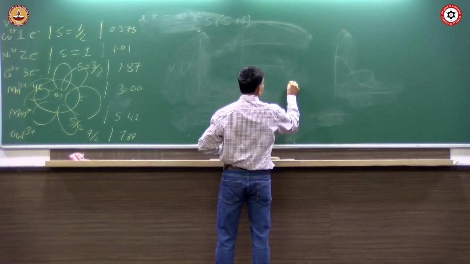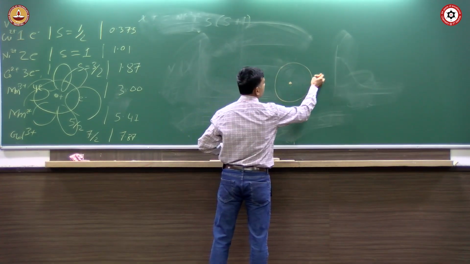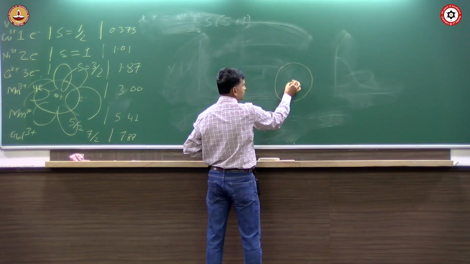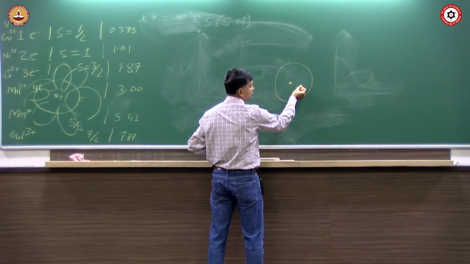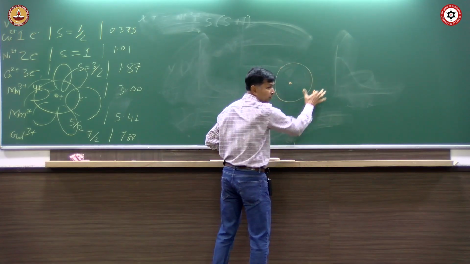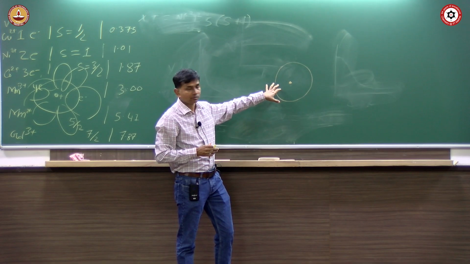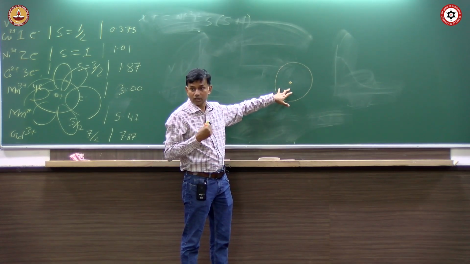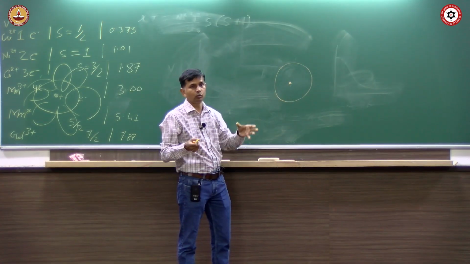Suppose here is the tiny nucleus and the electrons are here. Depending upon your number of bonds, these are the electrons. I told you they can go closer or go far, or they can deform depending upon how you make the bond, and how many bonds.